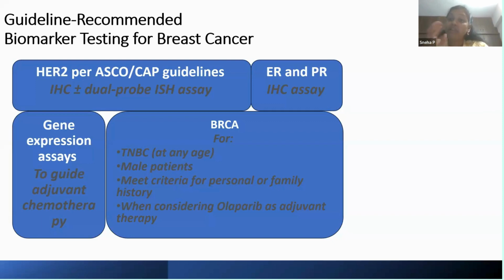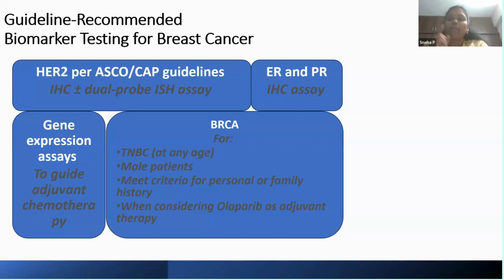In case ER and PR also come negative, they classify that type of cancer as TNBC, triple negative breast cancer. Triple negative means HER2, ER, and PR are negative. Once these three come negative, there are more chances of BRCA gene mutation in them. That is when they go for BRCA testing.